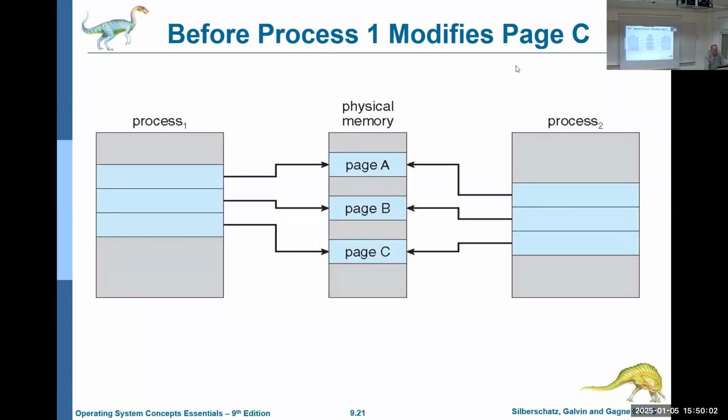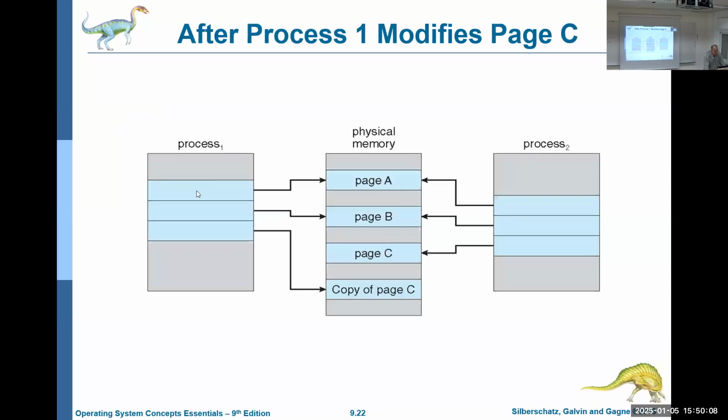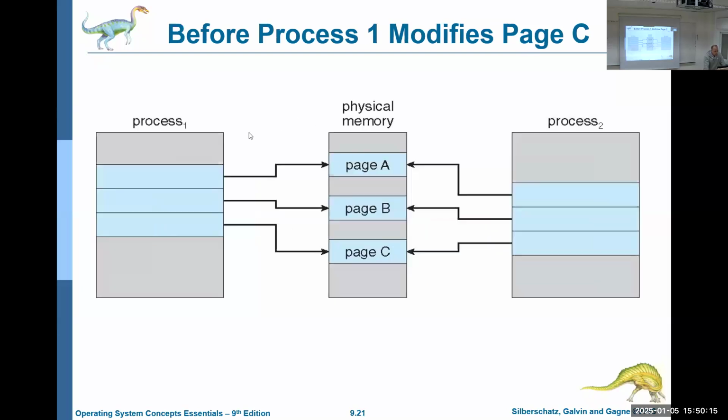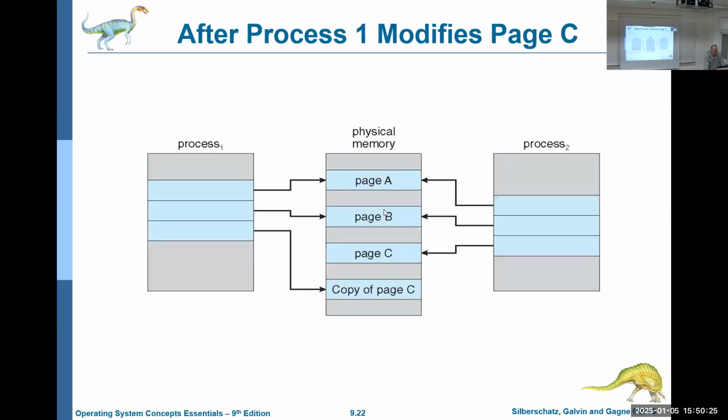Before process 1 modifies page C. What do we have here? After process 1 modifies page C. I was just showing you COW. This is COW. In other words, we have process 1 and process 2, and they're using A, B, and C. And before there's any modifications, they're just using them, they're running the exact same thing. And now, the minute that process 1 changed C, he's going to use his version of C.